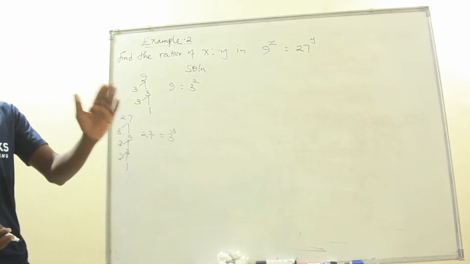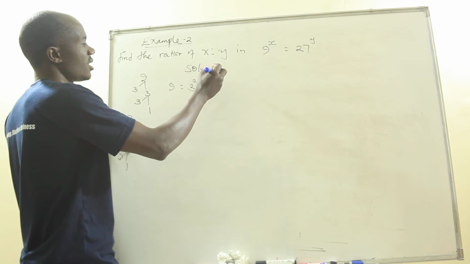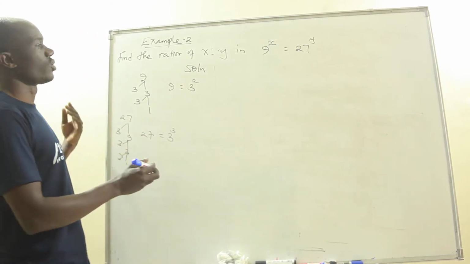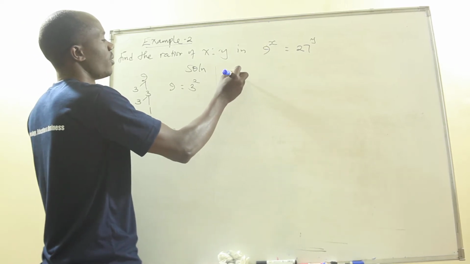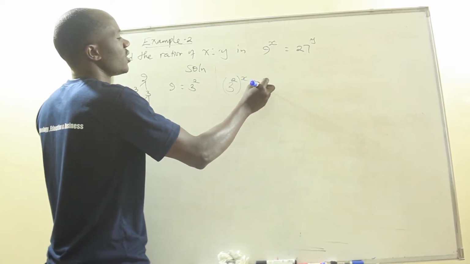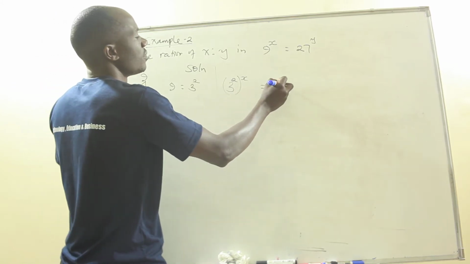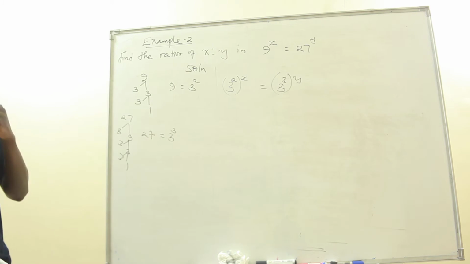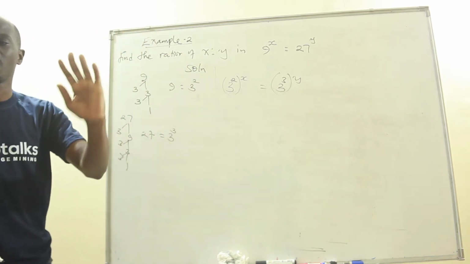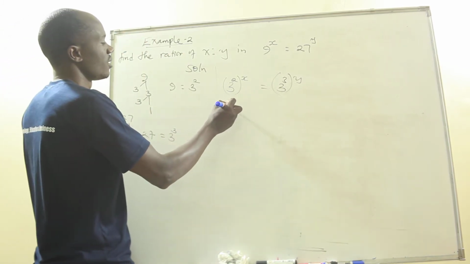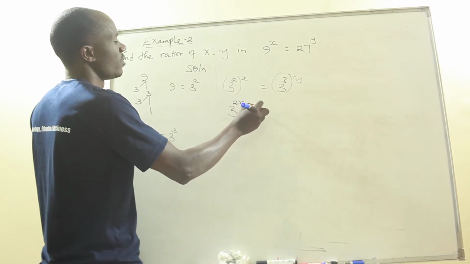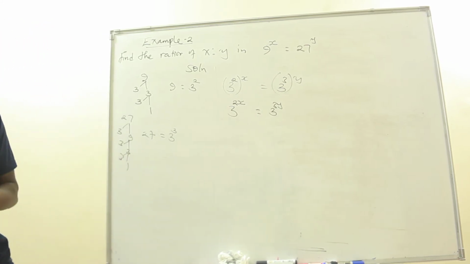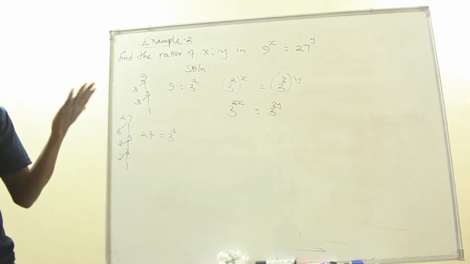Now we substitute in. Where there is 9 power x, just put there 3 power 2, then power x. Where there is 27, put 3 power 3, then power y. We say the numbers which are there are always multiplied together. So this becomes 3 power 2x, which is equal to 3 power 3y. Since the bases are the same, the powers are also the same.